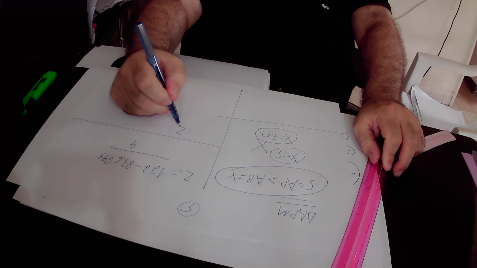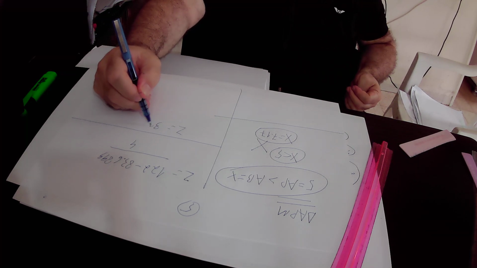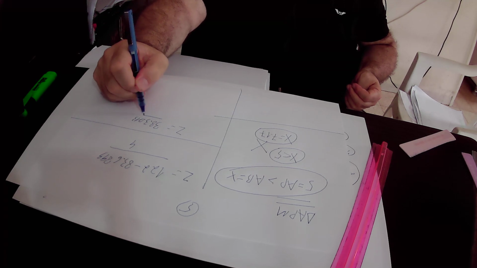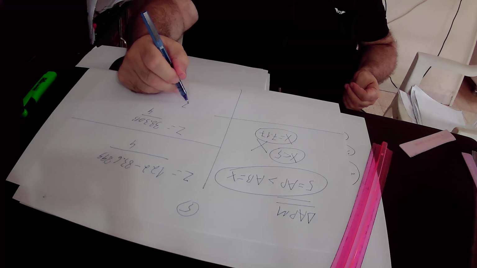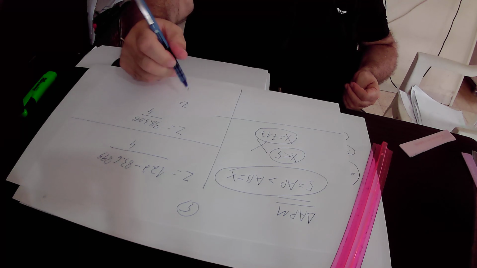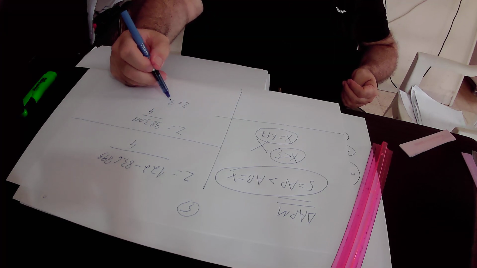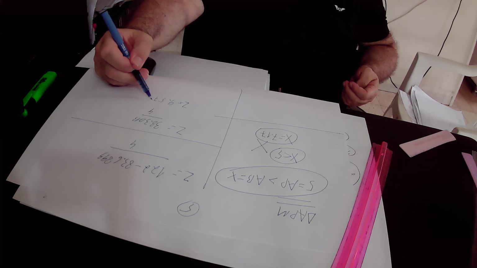122 minus 83.6899 is 38.3013, and if we divide it by 4, we get that Z is equal to 38.3013 over 4, which is equal to 9.5775 units.